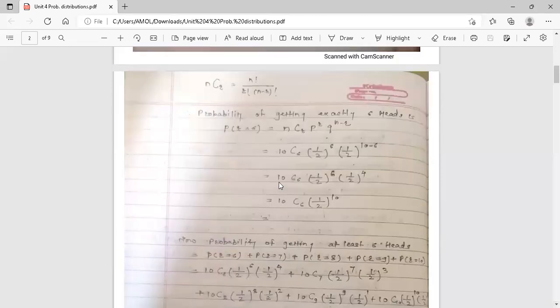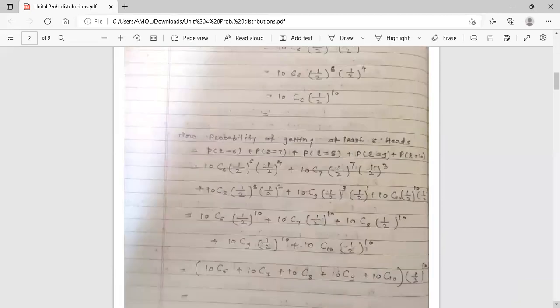You can calculate this value from the calculator. 10C6, you know how to calculate 10C6. This is the formula: nCr is equal to n factorial upon r factorial into n minus r, bracket complete, factorial. So using this formula, you can calculate 10C6 into 1 by 2 raised to 10. You will get the probability of getting exactly 6 heads.